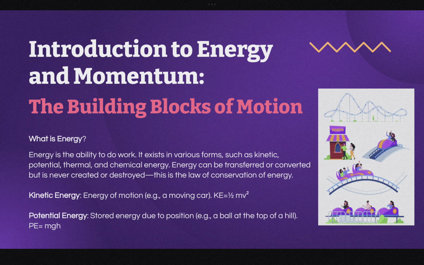Let's talk about two examples of energy. First of all, there is kinetic energy. This is the energy of motion. Imagine a speeding car or a falling object. The formula is KE equals half mv squared, where m is the mass and v is the velocity. Then there is potential energy. This is stored energy due to position. Picture a ball perched at the edge of a table. The energy is PE equals mgh, where m is the mass, g is the gravity, and h is the height.